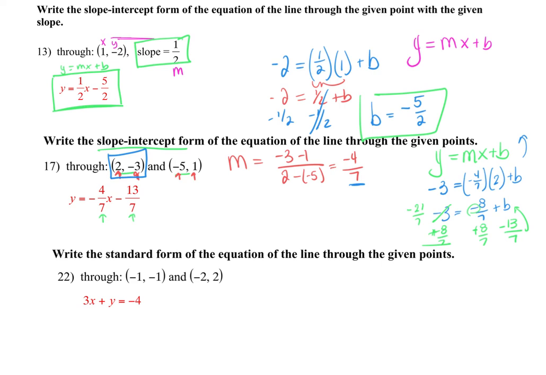Or you can do your point slope, which is y minus y1 equals m times x minus x1. For this one, y minus your y1, which was negative 3, equals m, negative 4/7, x minus your x1. So for this one, you're just going to solve for y, and you don't have to plug anything back in. Once you solve for y here, you're going to end up with the same equation. Y equals negative 4/7 x minus 13/7.